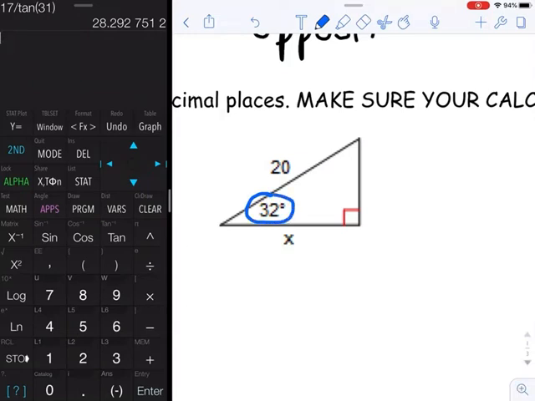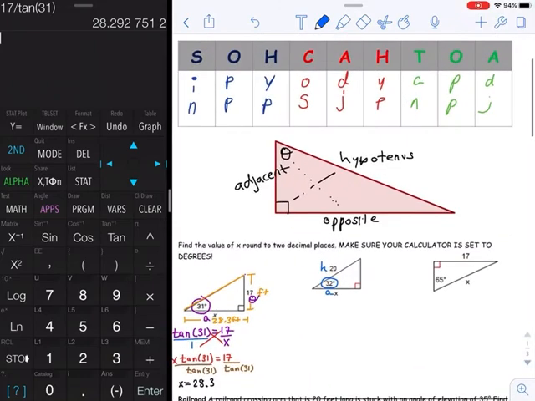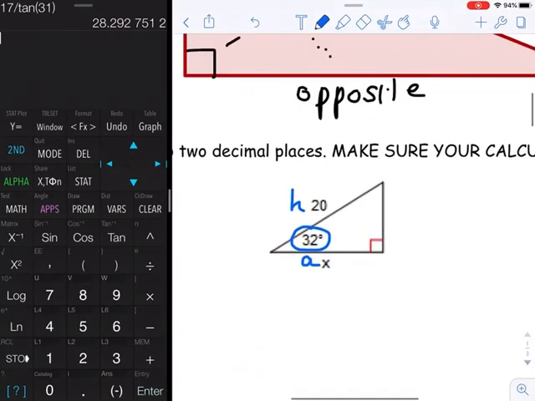Alright, it's all about the given angle. With respect to this angle, we have the adjacent side and always the hypotenuse. So which one uses A and H? Well, that's going to be cosine. That's the CAH in SOHCAHTOA. So we're going to use cosine of 32.